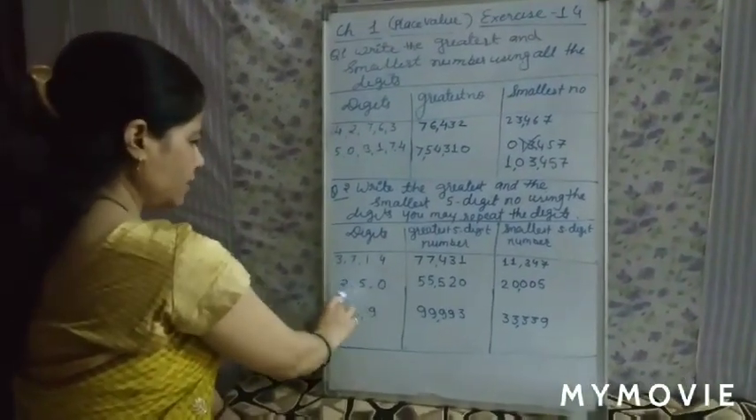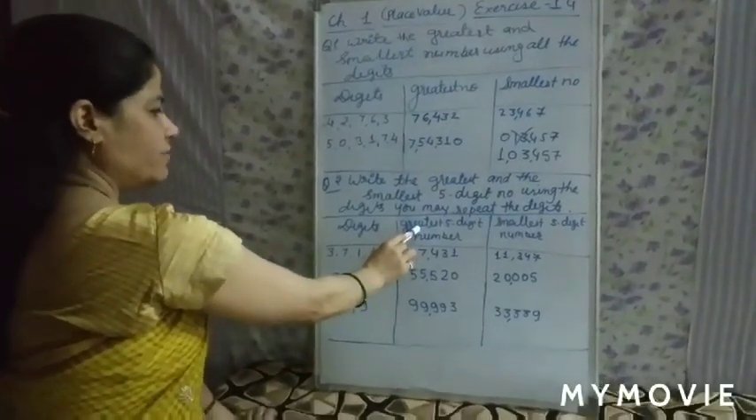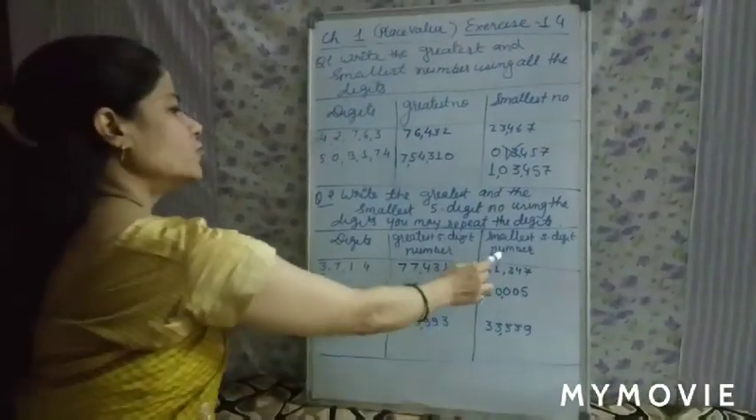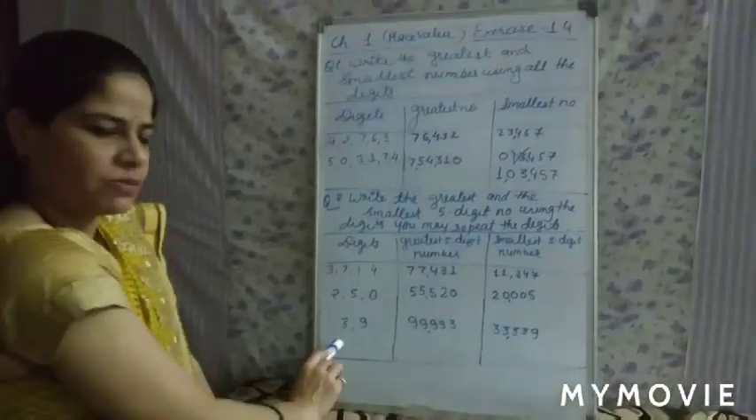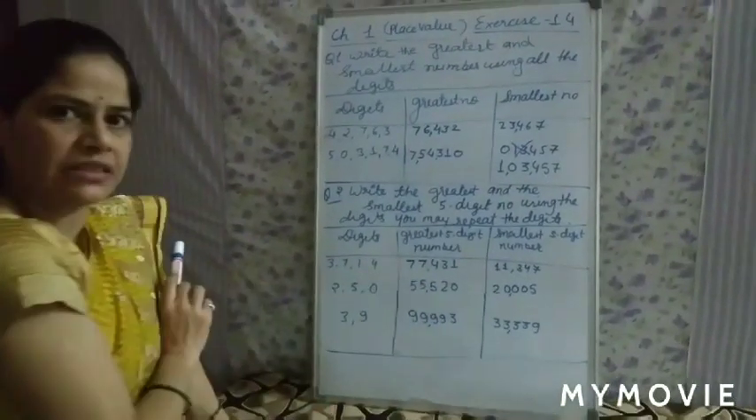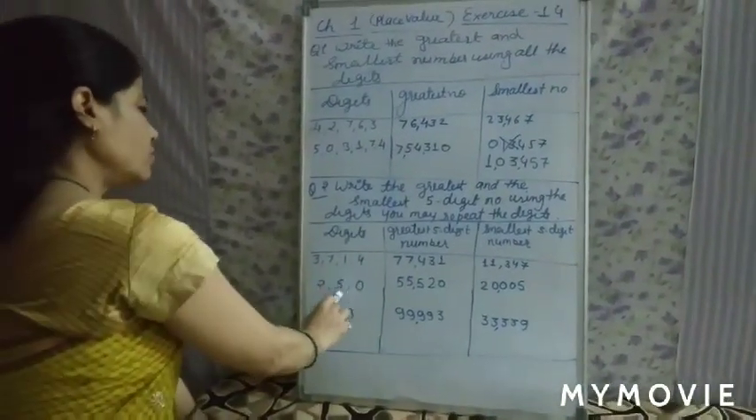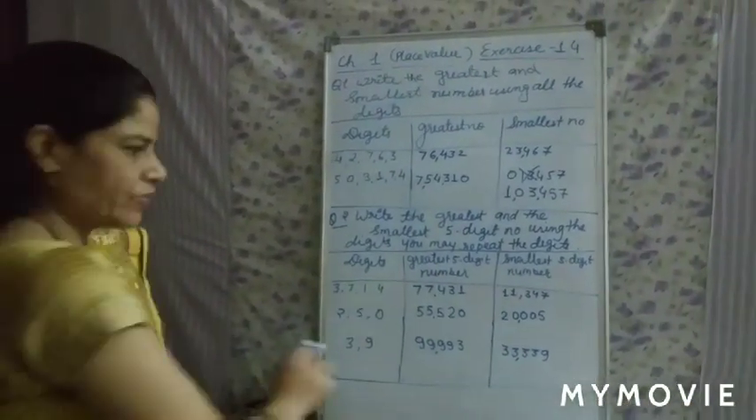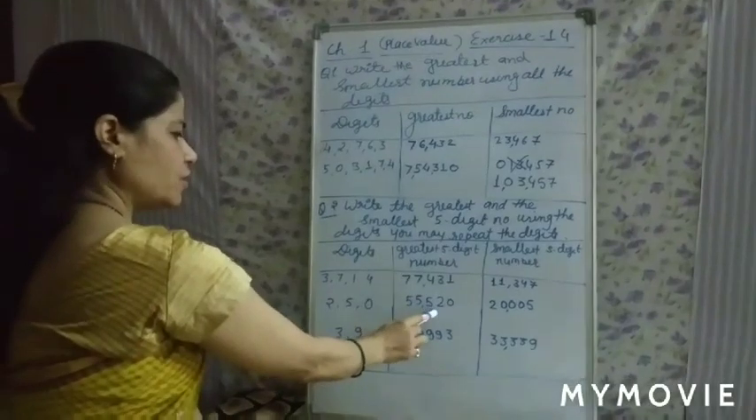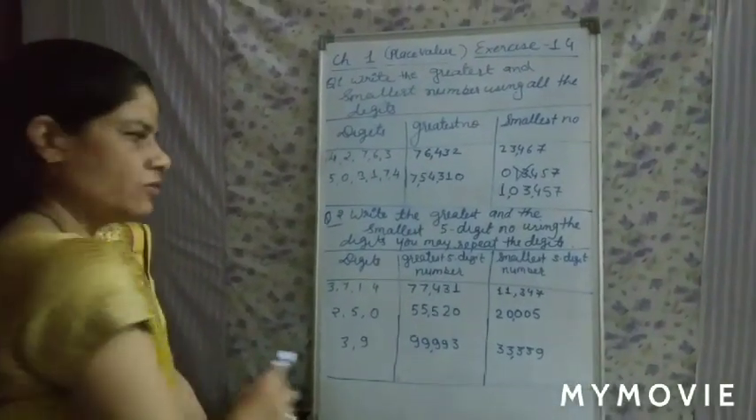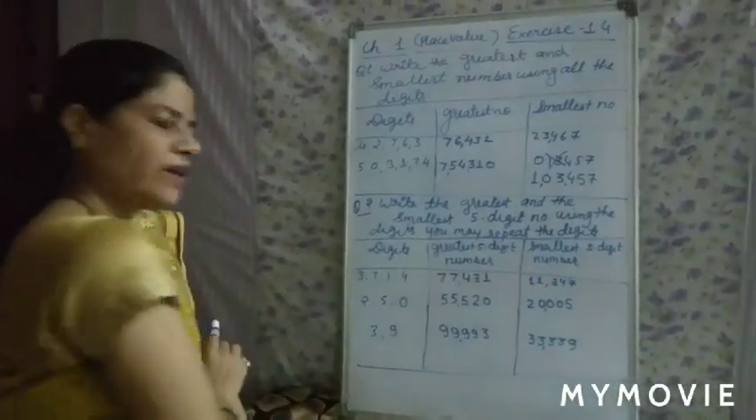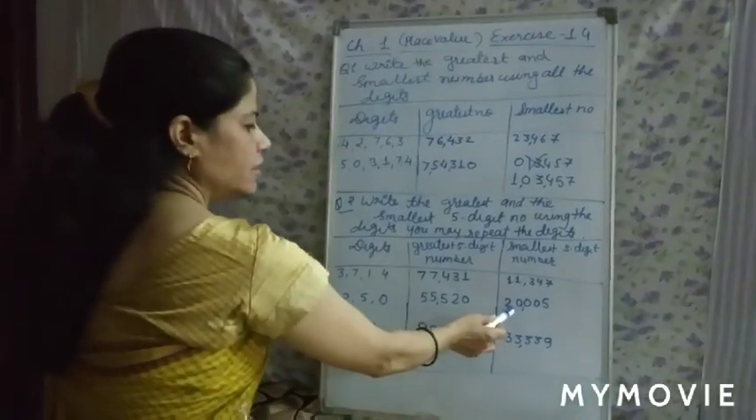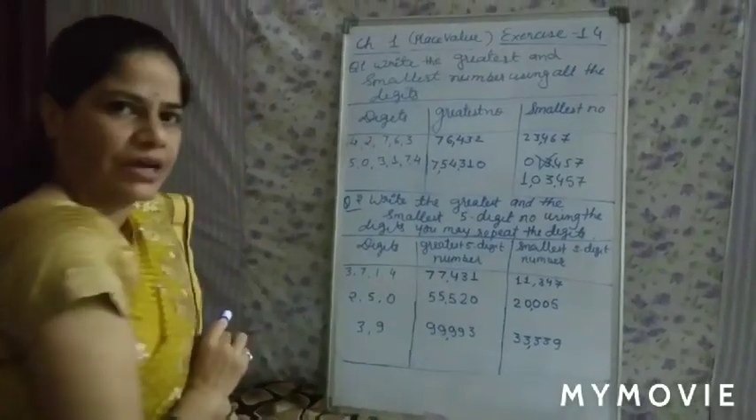Now digits are 2, 5, 0. Here 3 digits are given. So to write the greatest 5-digit number, you have to repeat the greatest digit thrice. And to write the smallest 5-digit number, you have to repeat the smallest digit thrice. Okay, so to write the greatest number, we will repeat 5 three times. So the number will be 55,520. Okay, and to write the smallest 5-digit number, you have to repeat 0 three times. So the number will be 20,005.